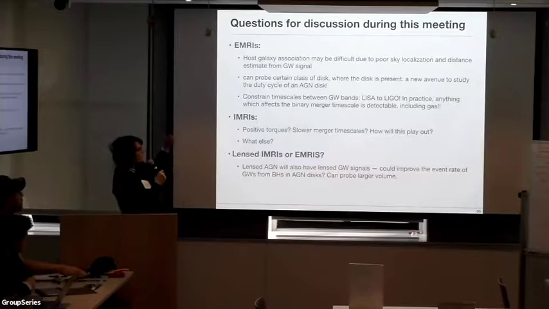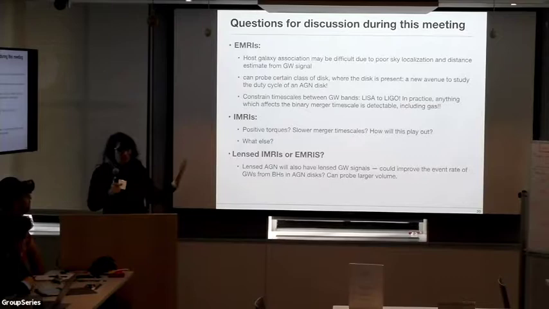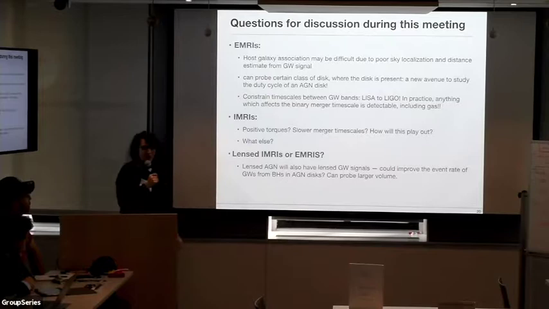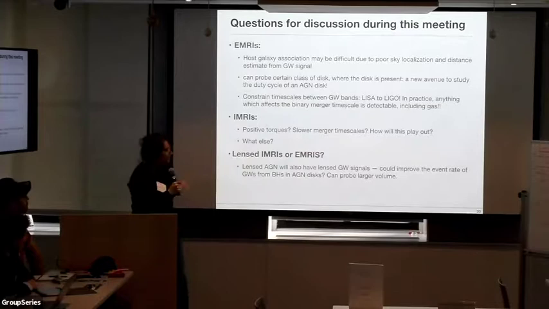Also, can we constrain the time scales between the gravitational wave bands going from LISA to LIGO? Again, anything that affects this merger time scale really could be constrained with these multiband frequency observations. The positive torques I find very perplexing. The alliterations might make me tongue-tied because I haven't had enough coffee. But the slower merger time scales, the faster merger time scales, I'd really like to see how this plays out and what we can explore in that particular venue.